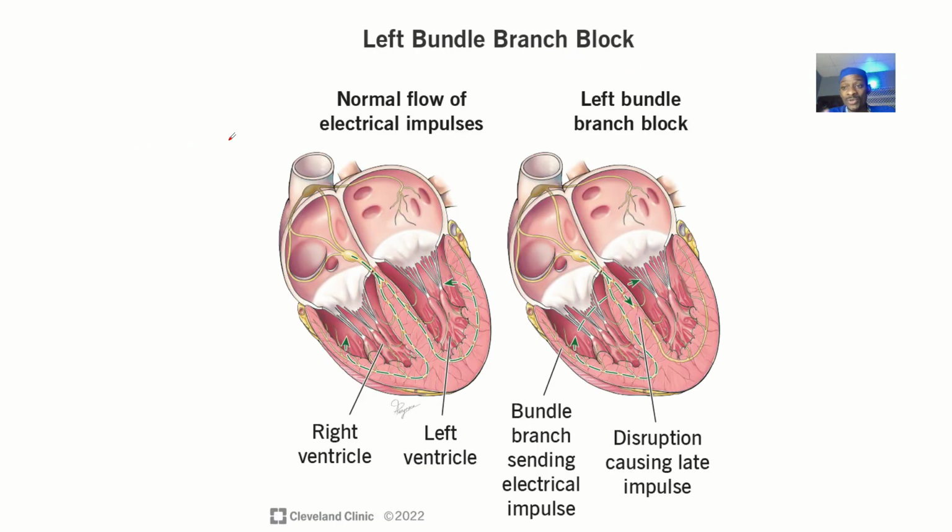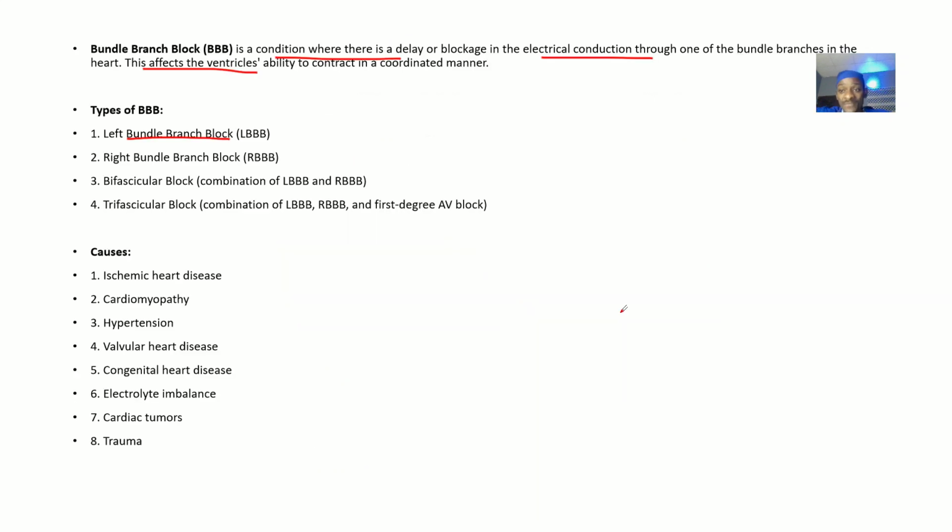Let me remind you about the anatomy. So the bundle branch, you could say this is the right one, and this is the left one. Okay, are you feeling me? Now you can see that on the right one there's still conduction, that's why you see a green arrow, but on the left one the conduction stops here, showing that there's a block. So that one is a left bundle branch block.